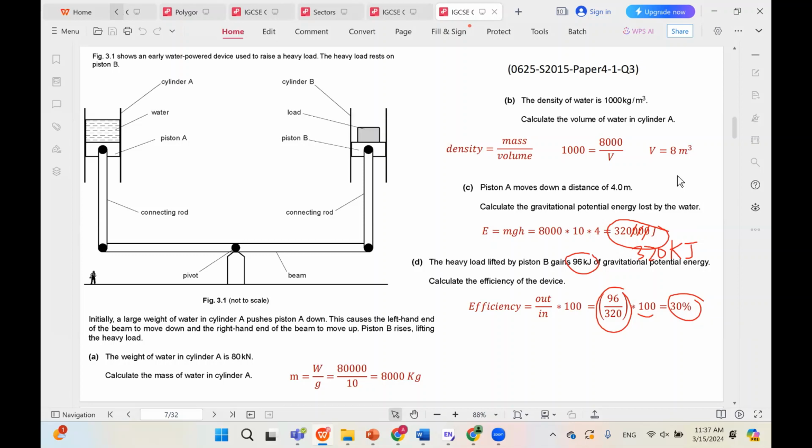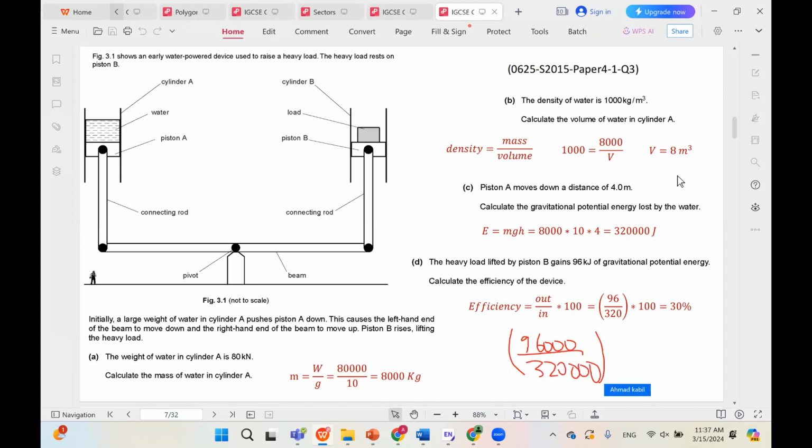Of course, you could have done it the other way around. You could have written 96 kilojoules as 96,000 over 320,000, all multiplied by 100. This would not have changed the answer at all. You would have still obtained 30% as the final answer.